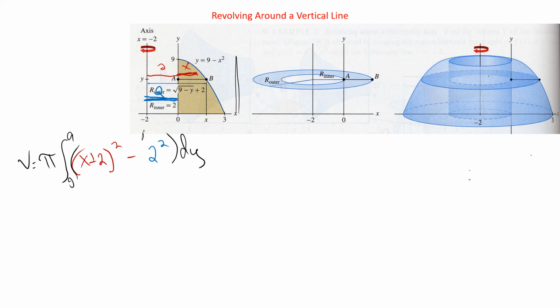So we have y equals 9 minus x squared. We could change that to x squared equals 9 minus y, which we don't have an x squared, we have an x. So we do have to take the square root. X equals the square root of 9 minus y.